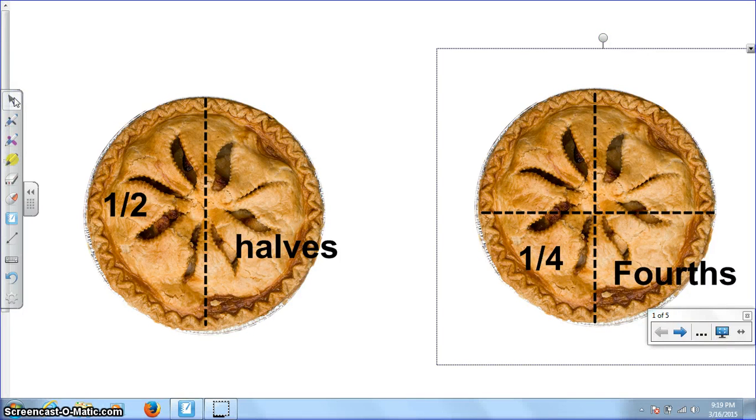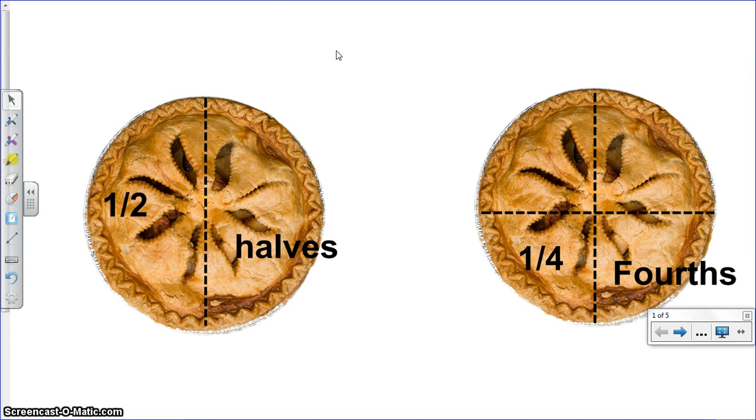Alright guys, so we're going to finish up the videos for this unit on fractions with talking about equivalent fractions, fractions that are equal to each other. Because just because fractions look different doesn't mean they're always different. They can be cut into different pieces but actually equal the same amount. And it's really easy to visualize here with these two pies.